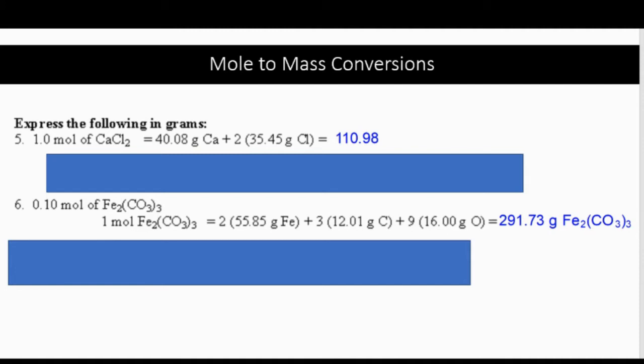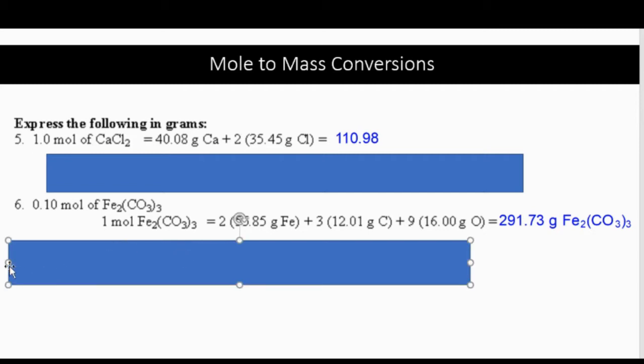In number 6, though, they don't ask for 1 mole. They ask for 0.1 moles. Well, we don't have a periodic table that shows 0.1 moles. Our periodic table just shows what 1 mole is. So the first thing we want to do is figure out what 1 mole would be. And that's what I'm doing here. I go to the periodic table. There's 2 irons, 3 carbons, 9 oxygens. We add it together, and we have 291.7. But that represents 1 mole.